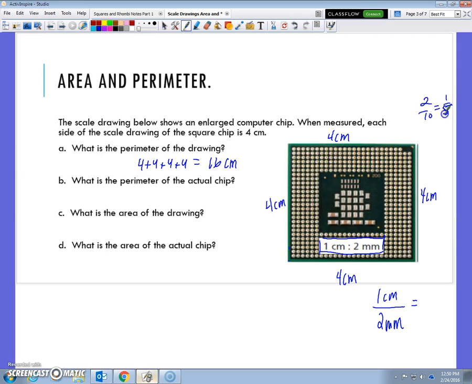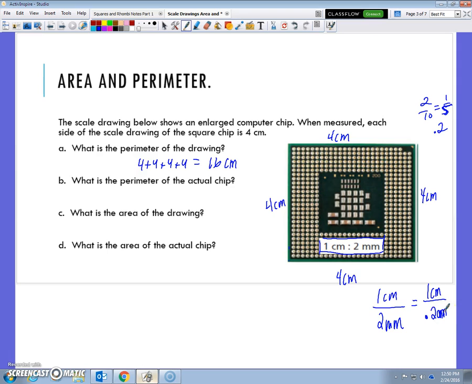In this case, we might even want to use a decimal. 1/5 is the same as 0.2 when I divide 1 by 5. So I'm going to say 1 centimeter, and in this instance I'll use a decimal, equals 0.2 centimeters, sorry, not millimeters. Every 1 centimeter on our drawing is worth 0.2 centimeters in real life.